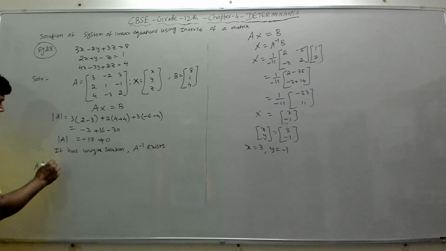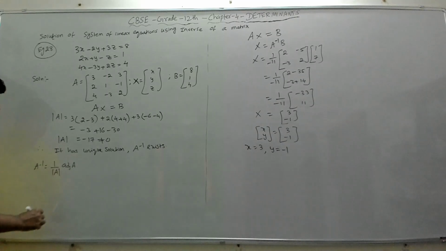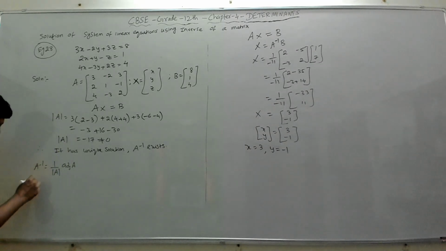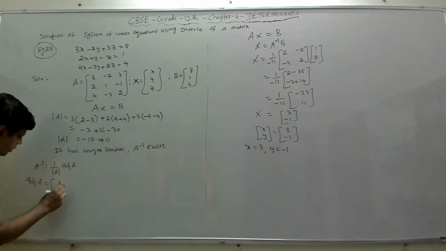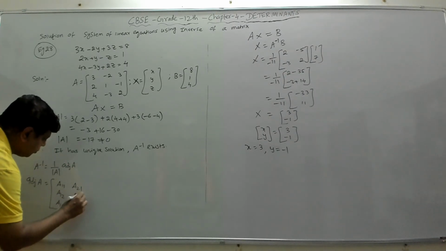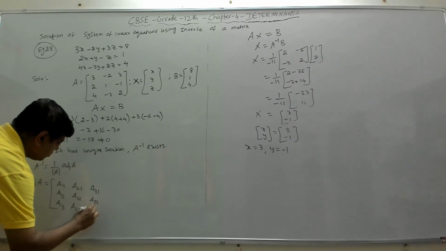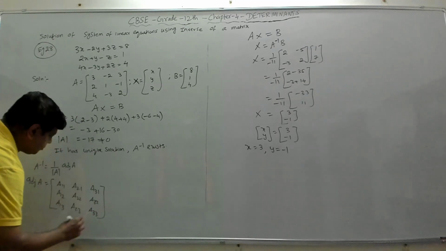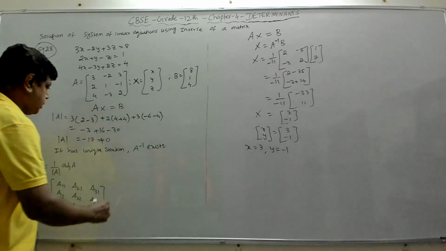What is A inverse? A inverse is equal to 1 by the determinant of A into the adjoint of A. Now we should find the adjoint of A. The adjoint of A matrix is A11, A12, A13, A21, A22, A23, A31, A32, A33. So we have to find all these, A11, A12, everything. I'll start writing from here.